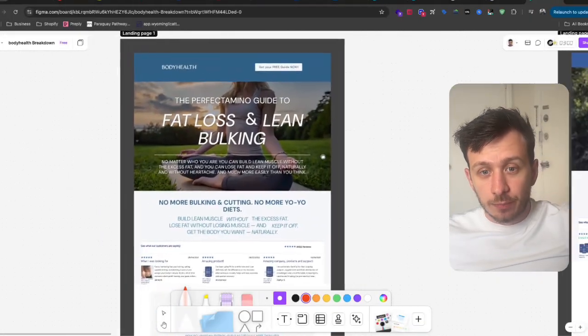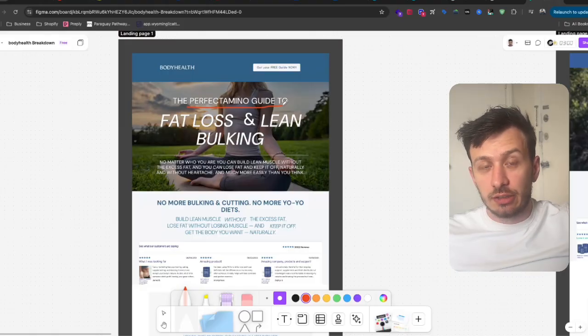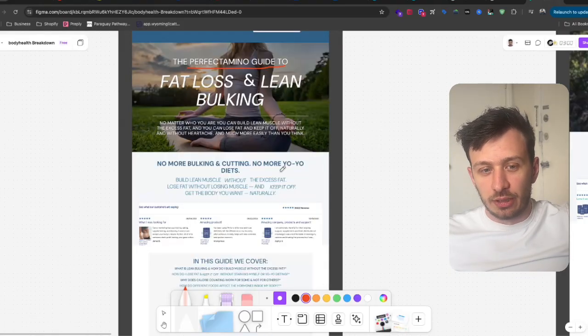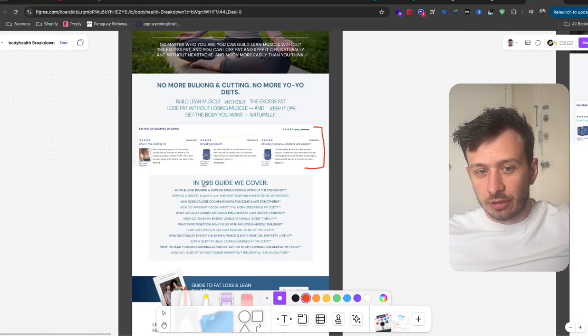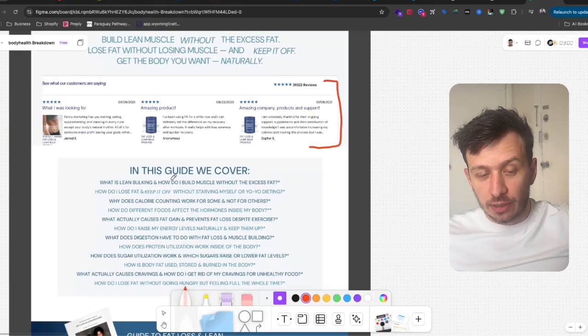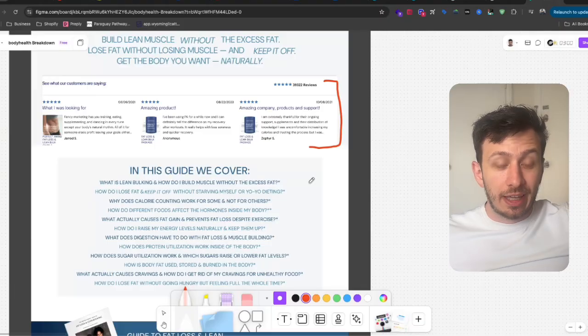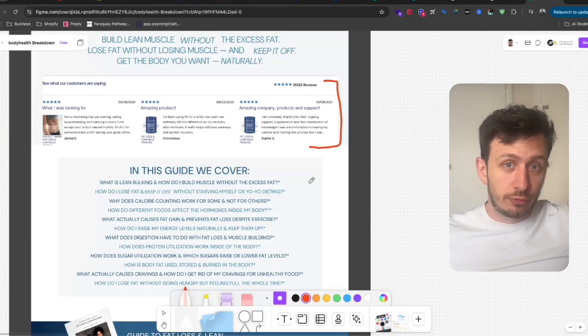Let's look at it. Fat loss and lean bulking, perfect amino guide. So this is just a guide. There's no selling point here. I mean, they're still selling the product here, showing the reviews, but they're just talking about the guide. In this guide, we cover this, that, this. Essentially, these are actually questions. What is a lean bulk? How do I lose fat and keep it off? These are genuine concerns that someone might have. These are objections, and in this guide, they're just handling all of those.